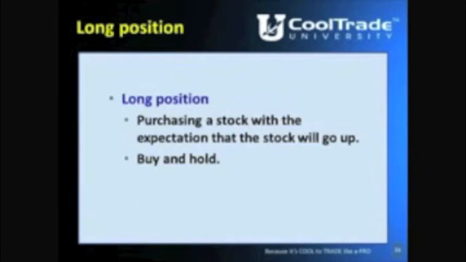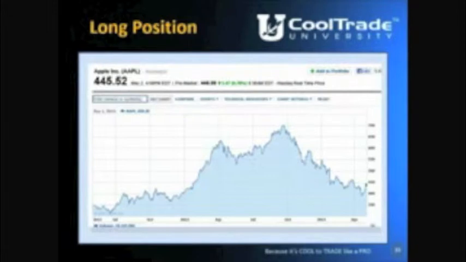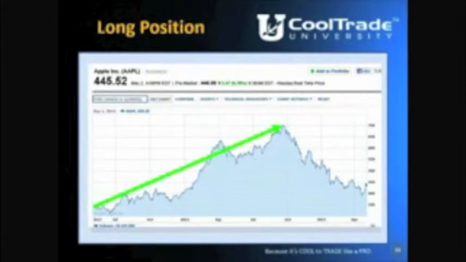I mentioned this to you before. You can go long, which is where you're purchasing a stock with the expectation that it's going to go up. We think of that as buy and hold. And when you look at this chart, you can see that I've drawn an arrow right here. This is Apple Computer. You've seen this company before in the news, and you can see where the arrow is going on the chart. You can see that if I bought it at this spot here and then I sold it at this spot here, I did well. Buying and holding, long term. So long means I'm expecting it to go up.